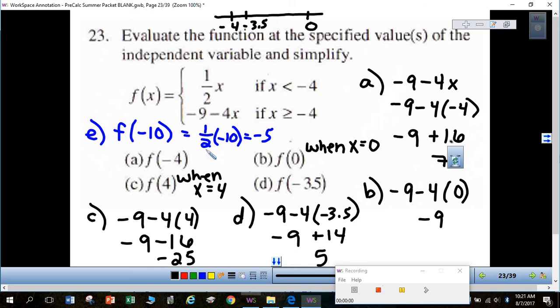Really, the definition for a function is that each x value produces exactly one output, one y value. So if you're plugging it into both and you're getting two outputs, that's not possible because that does not match the definition for a function. You have to know which one you're plugging it into to only get one answer.